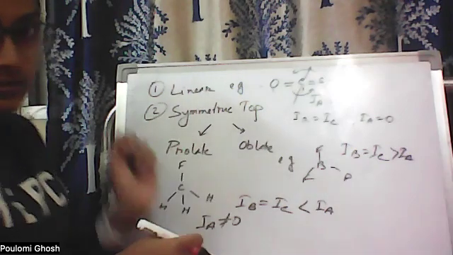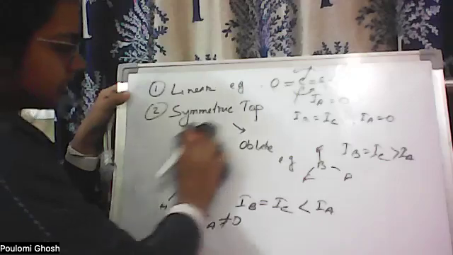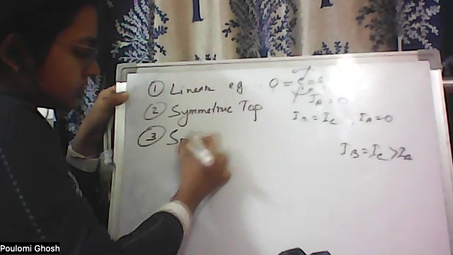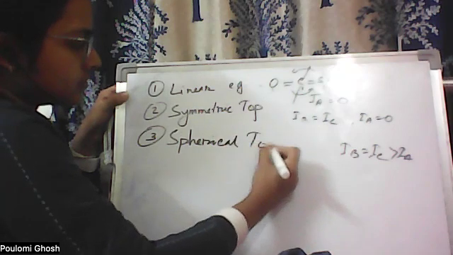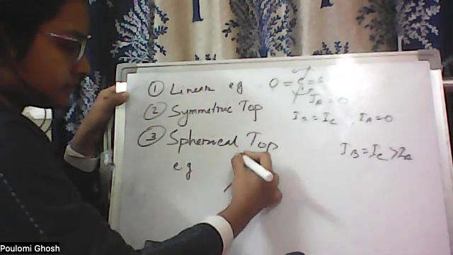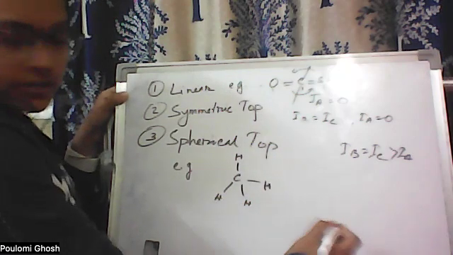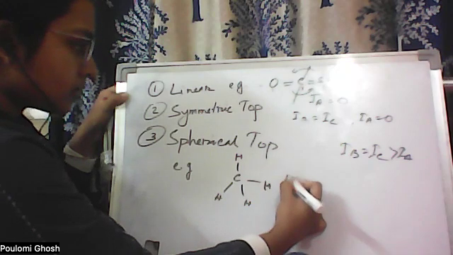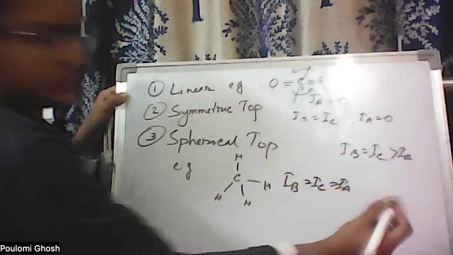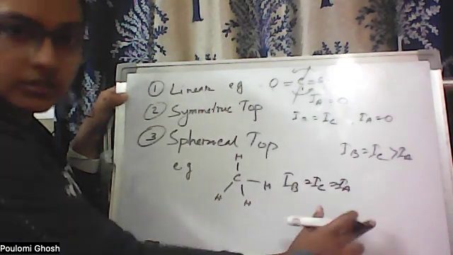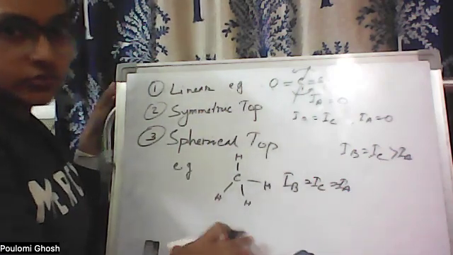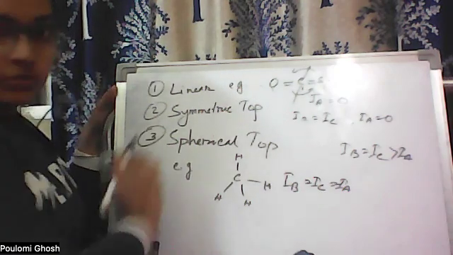The other type of polyatomic molecule is the spherical top, for example CH4. In this case, the condition is IB equals IC equals IA. The moment of inertia through the three axes will be the same. But this molecule has no dipole moment, so this is a microwave inactive molecule. We will not consider spherical top molecules in case of microwave.